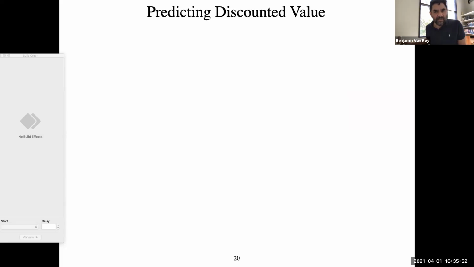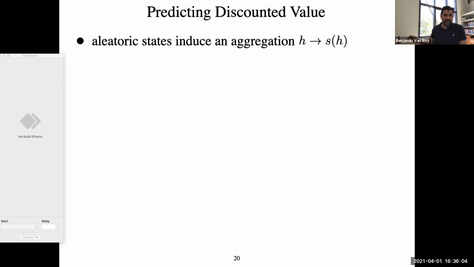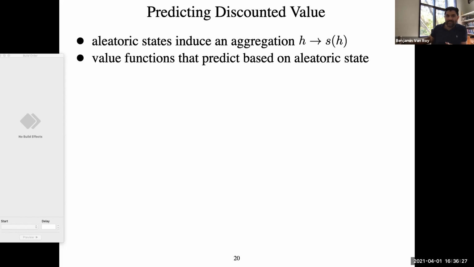To understand this next statistic, it has to do with understanding how well we can predict discounted value. An important observation is that aleatoric states and the aleatoric state update function induce an aggregation of histories. For any history, you end up in some aleatoric state, and there are fewer aleatoric states than histories. So this is like an aggregation function. You could consider predicting discounted future value as a function of aleatoric state instead of history. And our agent is going to do that. It's going to predict value using aleatoric state instead of history.